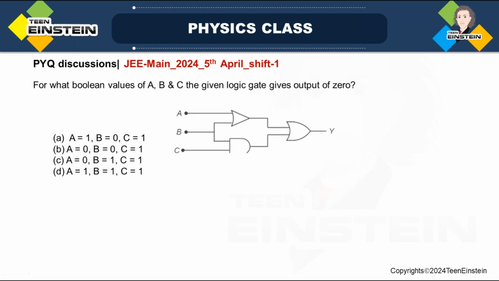So this problem says, for what boolean values of A, B, C does the given logic gate give output 0. This is an OR gate, this is an OR gate, and this is an AND gate. You look, these are A, B, C. So what is the output?